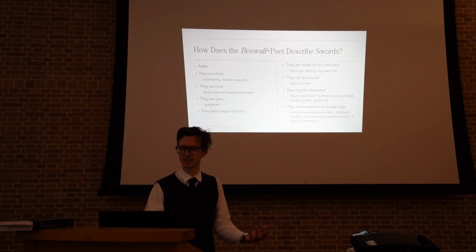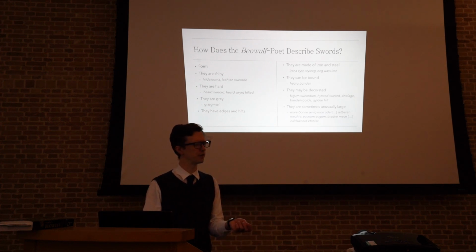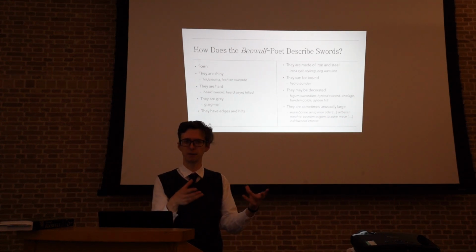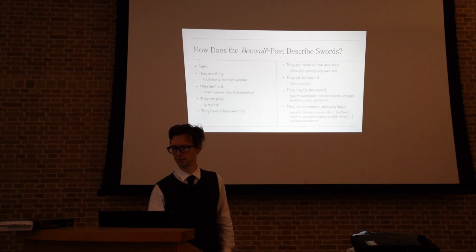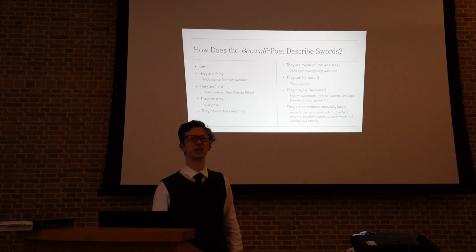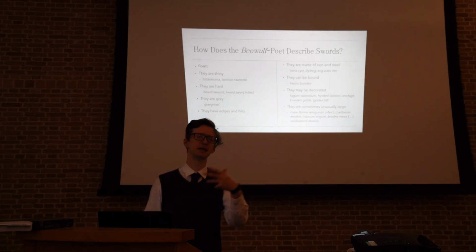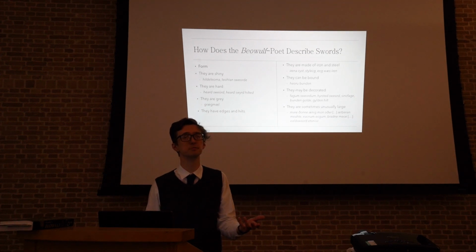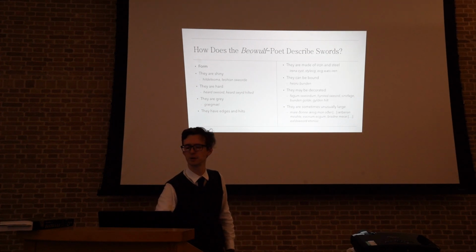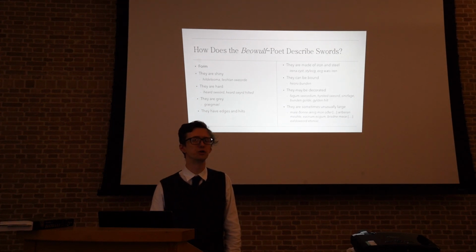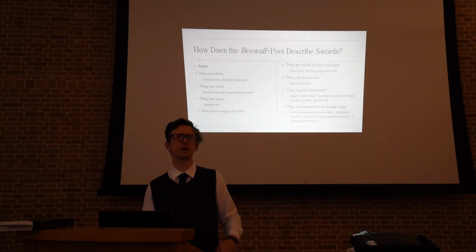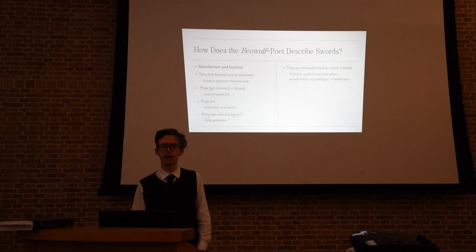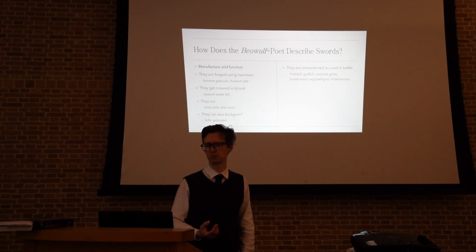They're made of iron and steel. They can be bound, whatever that means. Is that something about the way the hilt is wrapped? Some hilts are wrapped in wire. They may be decorated, but he or she does not like to elaborate on what that decoration consists of. I mean, it's gold, but apart from that, it doesn't tell us much. They can be unusually large, but that seems to be a special property for certain swords. There's a bit about manufacture and function. Again, nothing very surprising here.